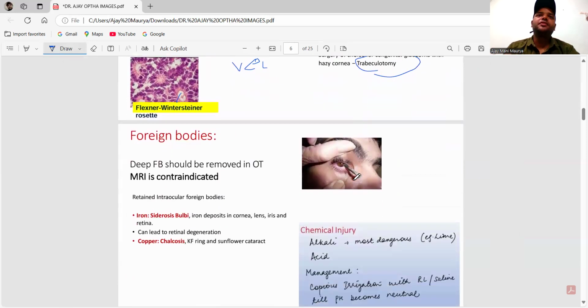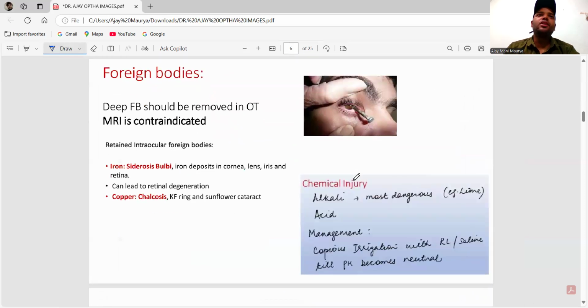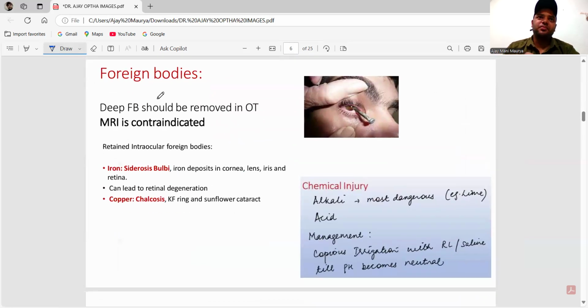Next one is foreign bodies. Remember one thing, guys: deep foreign bodies should not be removed, they should be removed in the OT only. If you have something like this metal in the eye, please do not remove it here. You have to go to the hospital. It must be removed in the OT only because of the high chances of bleeding. That's why MRI is contraindicated. A CT scan can be done, but MRI is contraindicated.